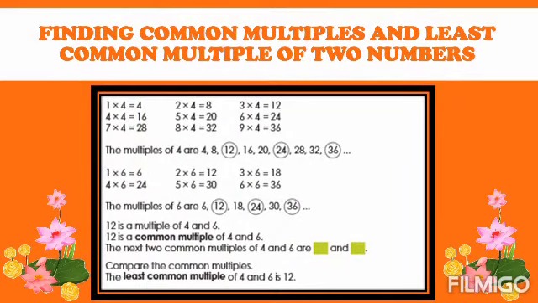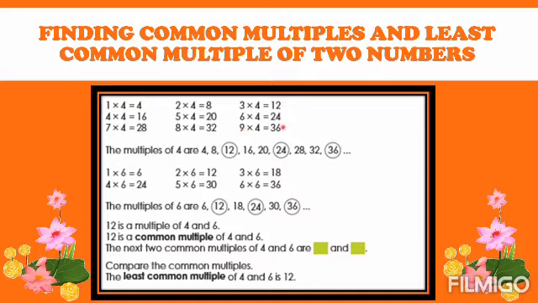Okay, now on this slide, class, we'll be learning how to find the common multiples and least common multiple of two numbers. First, we'll be learning the multiples of 4. So 1 times 4 equals 4, 2 times 4 equals 8, 3 times 4 equals 12, 4 times 4 equals 16, 5 times 4 equals 20, 6 times 4 equals 24, 7 times 4 equals 28, 8 times 4 equals 32, 9 times 4 equals 36.